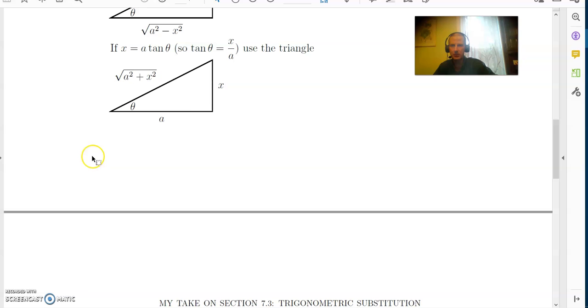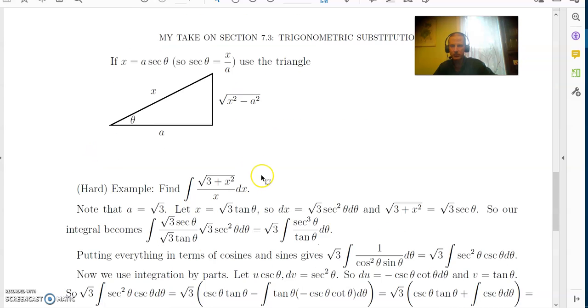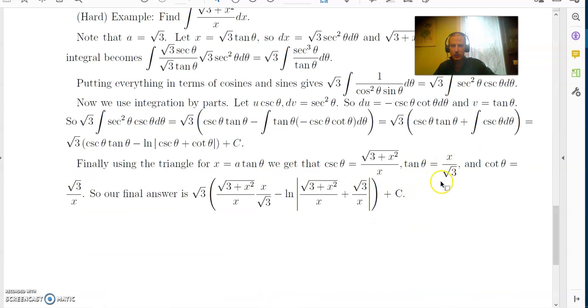Similarly, tangent is the opposite over adjacent, so it's just x over a in this case. So tangent is just x over the square root of 3. Cotangent, being 1 over tangent, will be the square root of 3 over x, and I plug it all in and get the final answer of the square root of 3 times the quantity of the square root of 3 plus x squared over x times x over the square root of 3 minus natural log of the absolute value of the square root of 3 plus x squared over x plus the square root of 3 over x. And please don't forget your plus c.